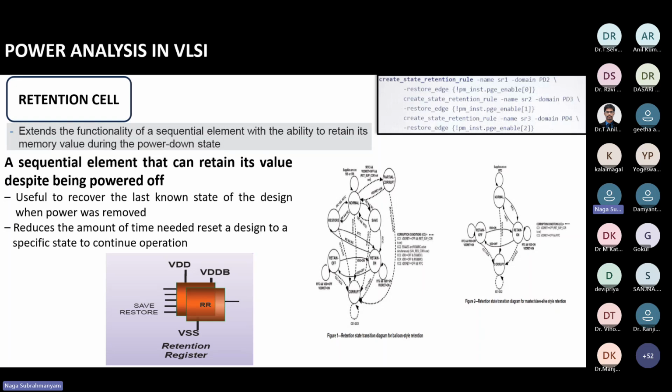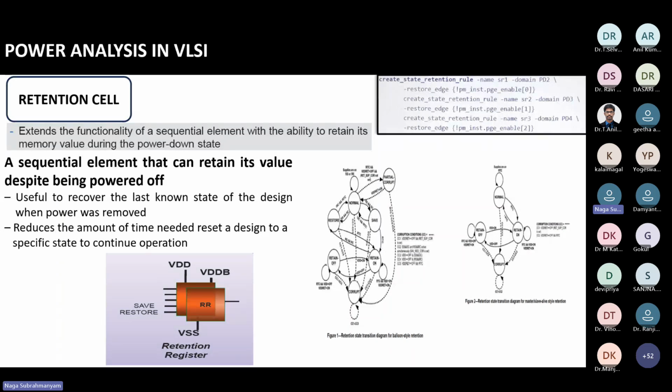If you are interested to work on these things, just go by those two styles. Those two styles come with two different state machines. And we will write a retention cell in the UPF file like this, a simple example I gave there. It is useful to recover the last known state of the design when power was removed, reduce the amount of time needed, and reset a design to a specific state to continue operation. I hope you got the point.